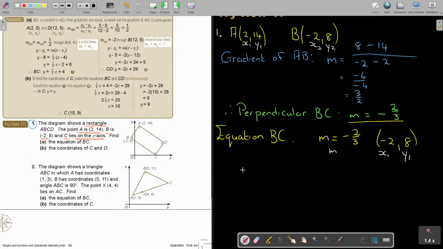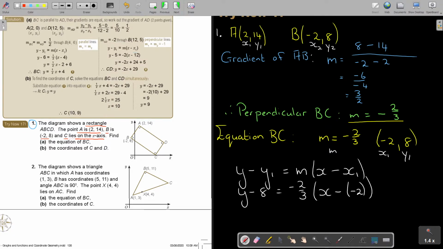And let's just start. So I'm going to say y minus y1. Don't always use this formula now. x minus x1. Okay, so y minus 8, the gradient minus 2 over 3, and then x minus, don't forget it's a negative, put it in brackets. So it's going to be y minus 8 equals negative 2 over 3 x, and don't forget this becomes positive. And then it multiplies, so it's negative 4 over 3.